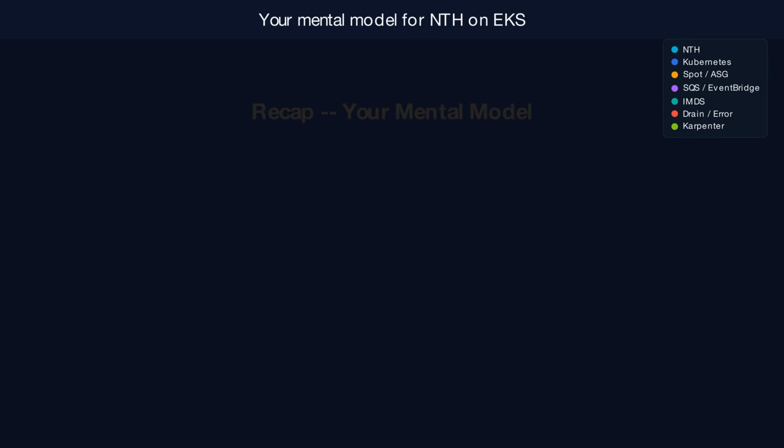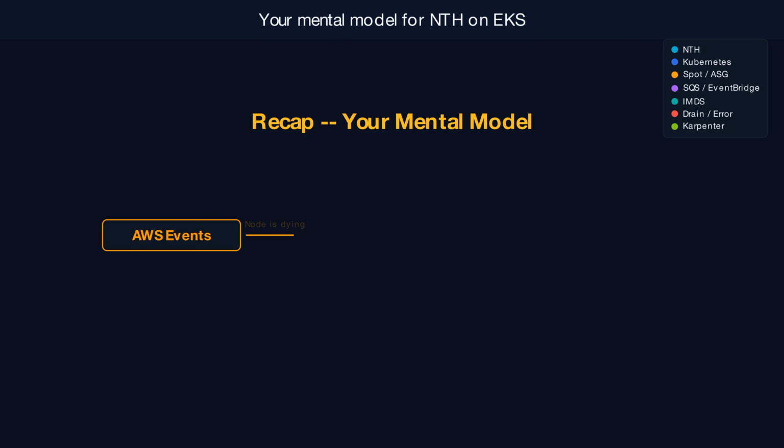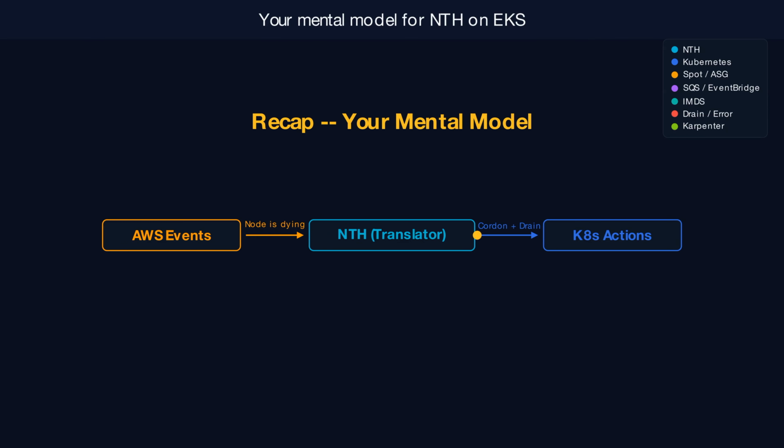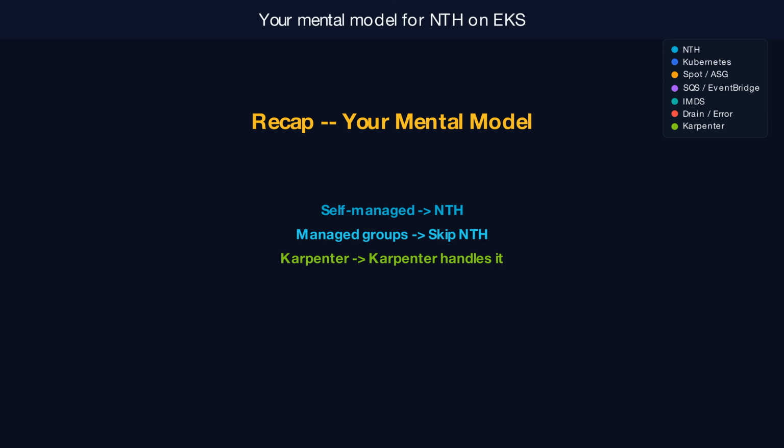Here is the mental model you should carry. AWS Node Termination Handler is a translator. AWS says this EC2 node is going away. NTH tells Kubernetes to stop putting work there and move current work away safely. IMDS mode is the simple local watcher. Queue mode is the powerful centralized controller. The critical decision is about node ownership. Self-managed nodes, use NTH. Managed node groups, skip NTH. Karpenter, use Karpenter's own handling.